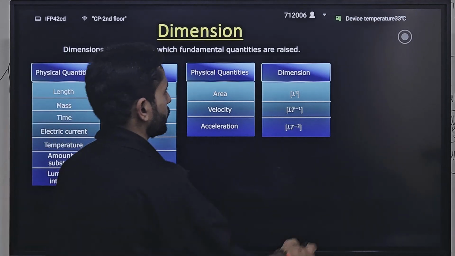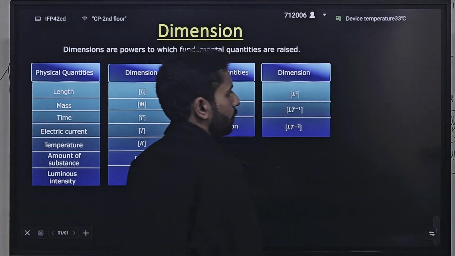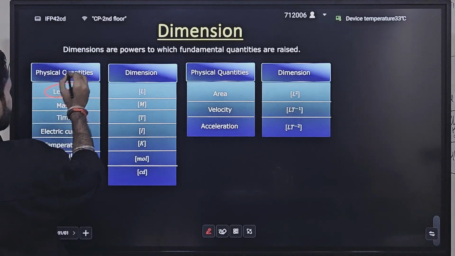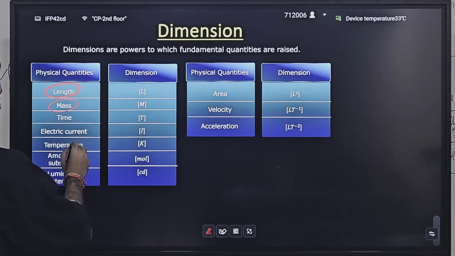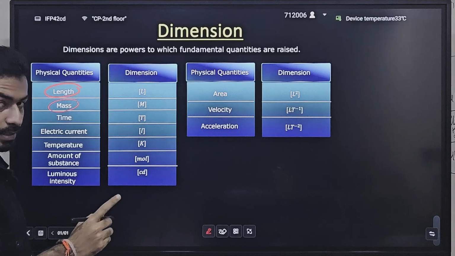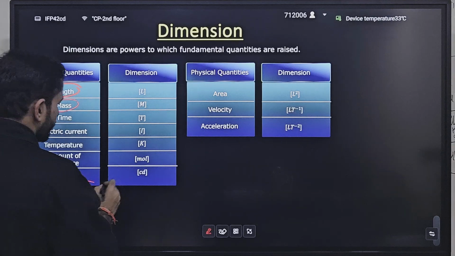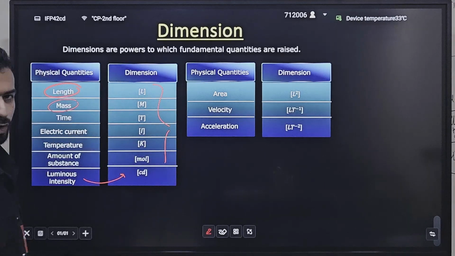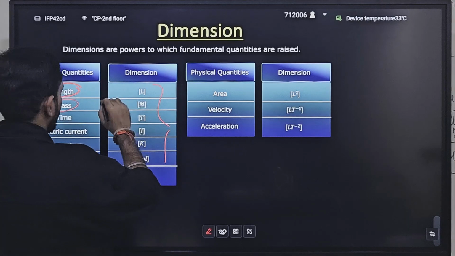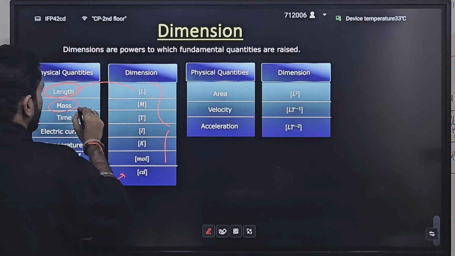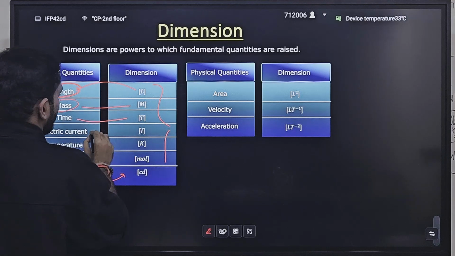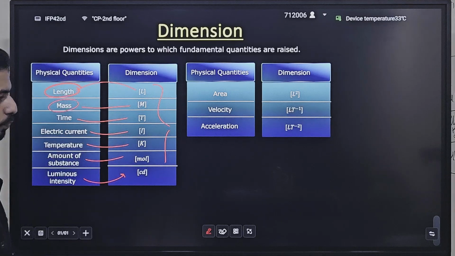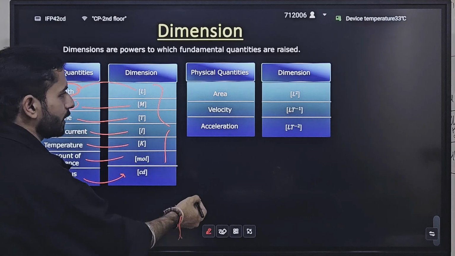So firstly, dimensions. You know, there are 7 fundamental dimensions. What are those 7 fundamental dimensions? Length, mass, time, current, temperature, amount of substance that is represented as mole, luminous intensity that is represented as Kelvin. Anyways, mostly these 6 are used, so we will majorly focus on these 6. And how are they represented? Length is represented as L, mass M, time T, electric current I, temperature K, and amount of substance represented as mole.